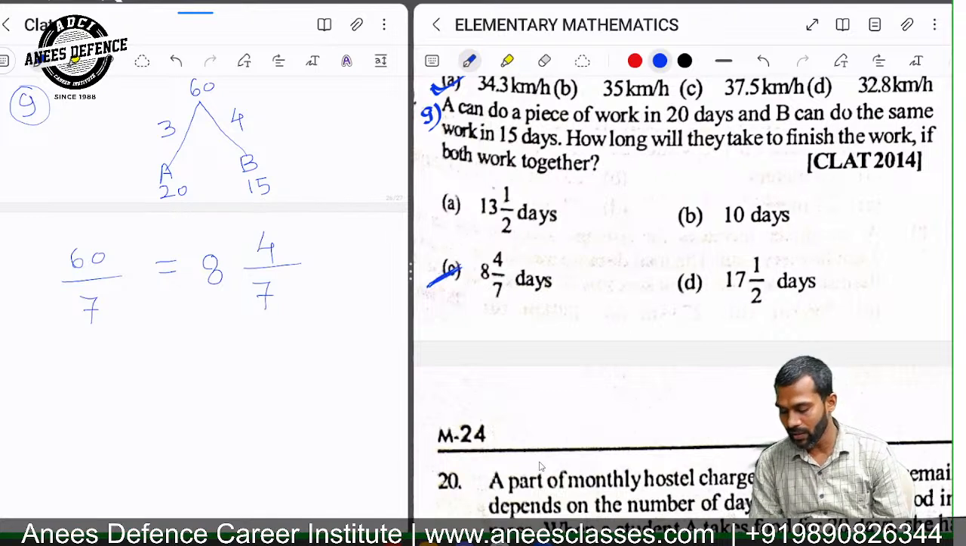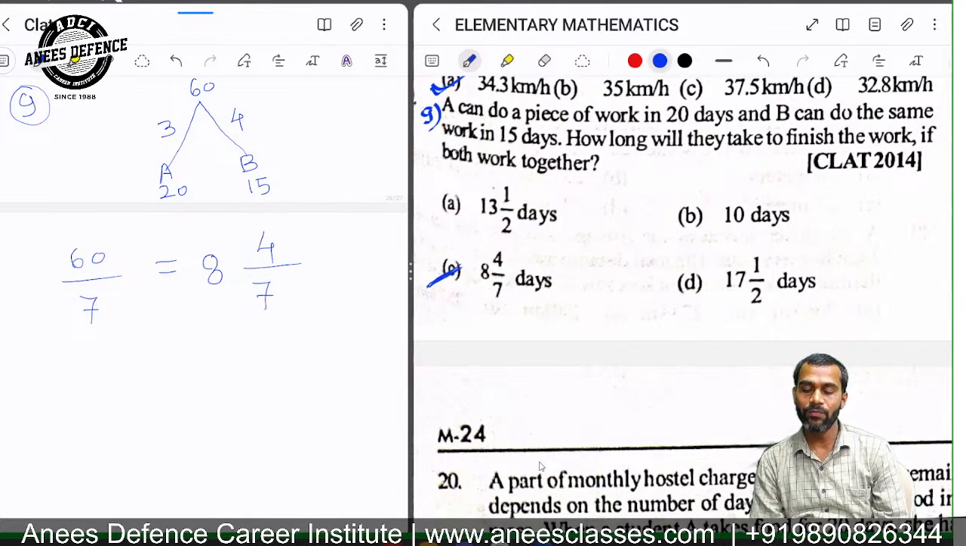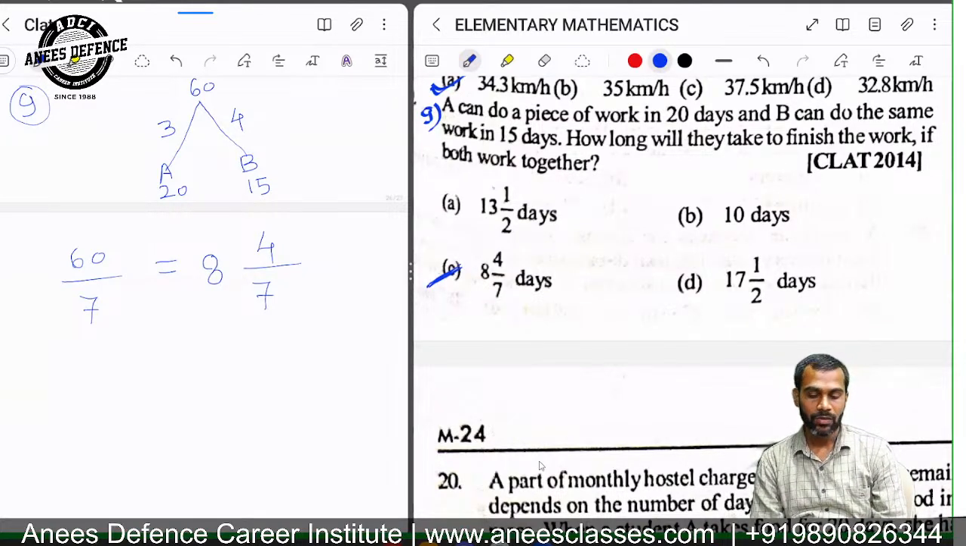So whenever two people are there and their working hours are given, and if you are asked to find out the number of days required, according to the given pattern, sometimes they work alternately. On the first day A will work, on the second day B will, again third day A. So in how many days will the whole work be completed? Please try. The same way, we need to draw the tree diagram. Have you understood the question?